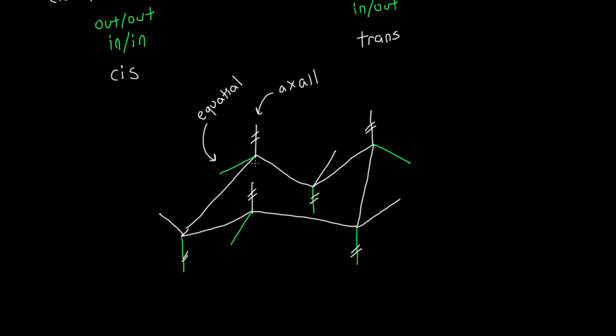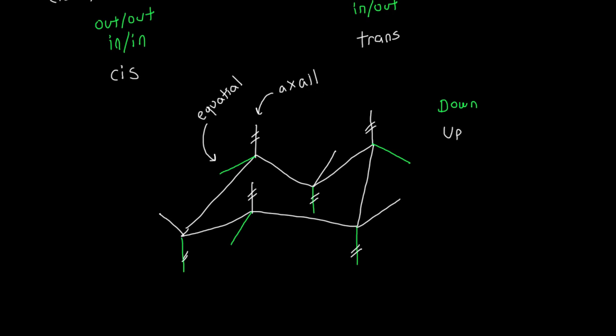Now, which ones are pointing up and which ones are pointing down? They alternate. There are three pointing up that are equatorial and three pointing up that are axial. And likewise, there are three pointing down that are equatorial and three pointing down that are axial. Now, for the sake of this video, I color-coded it for you guys so it's easy to understand. The ones in green are pointing down. And remember, there is an equal distribution of equatorial and axial contributing to this. And the ones pointing up are in white.